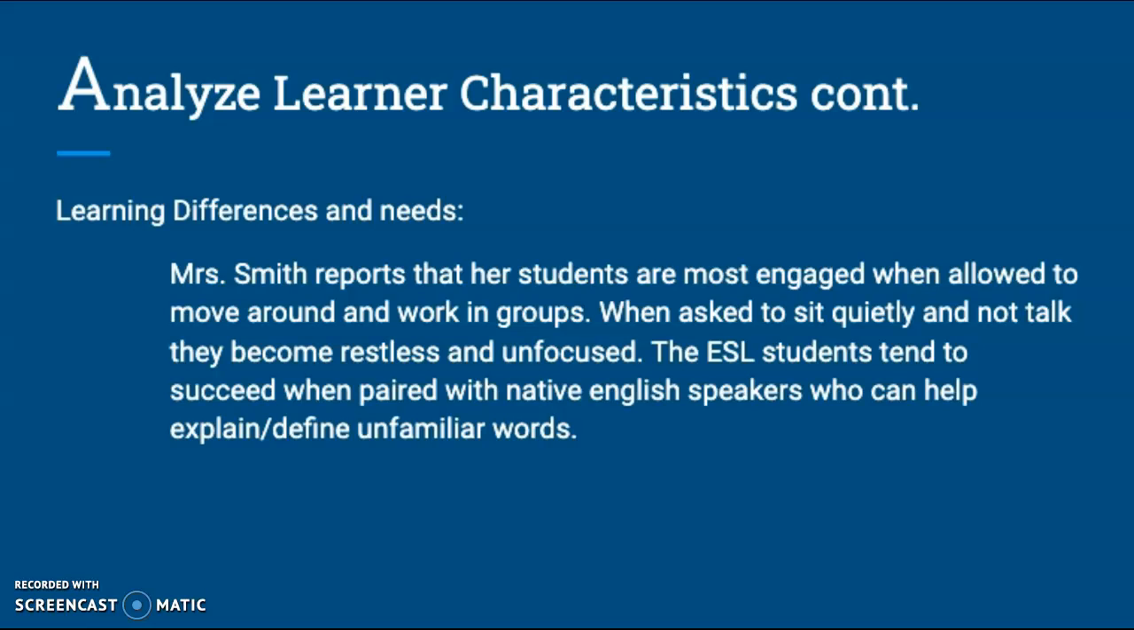Learning differences and needs. Mrs. Smith reports that her students are most engaged when allowed to move around and work in groups. When asked to sit quietly and not talk, they can become restless and unfocused. The ESL students tend to succeed when paired with native English speakers who can help explain and define unfamiliar words.